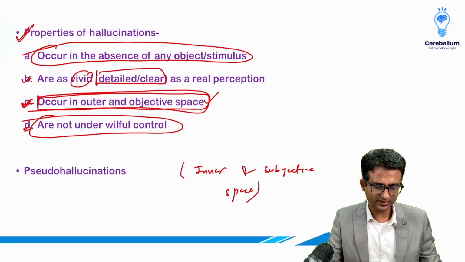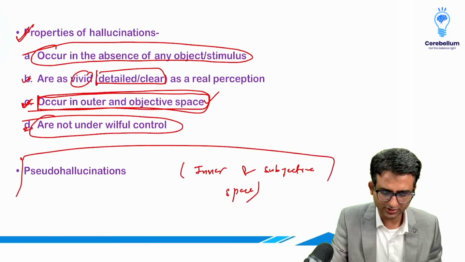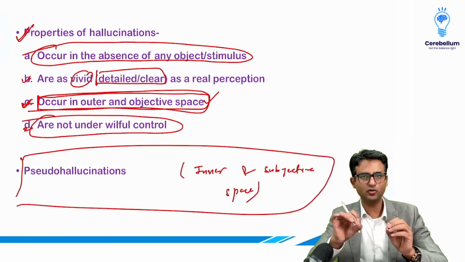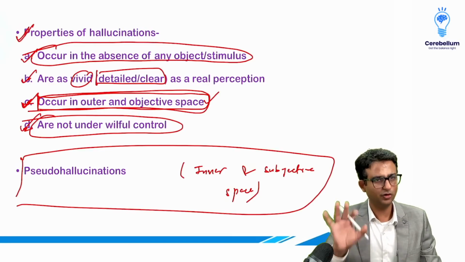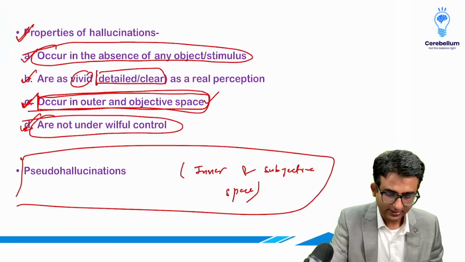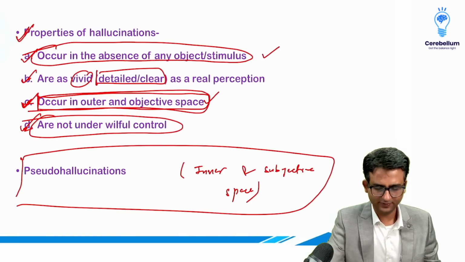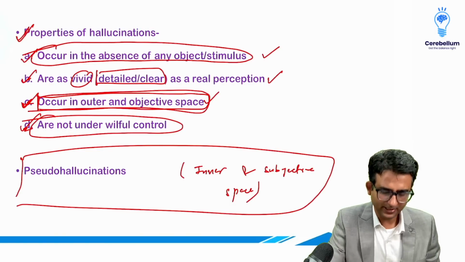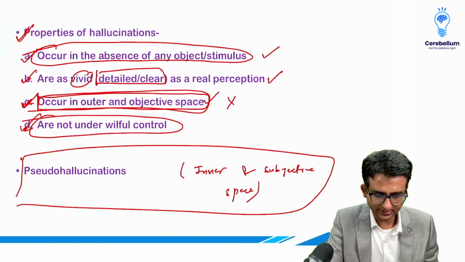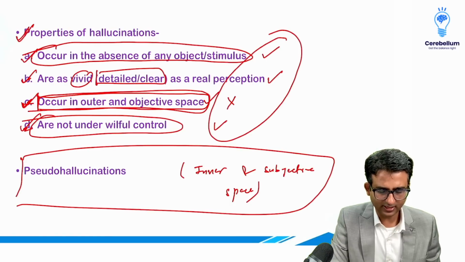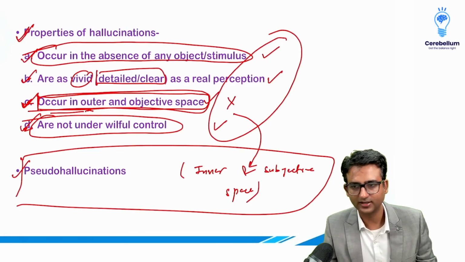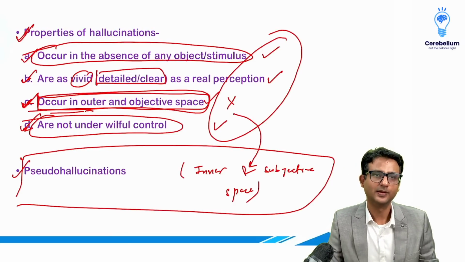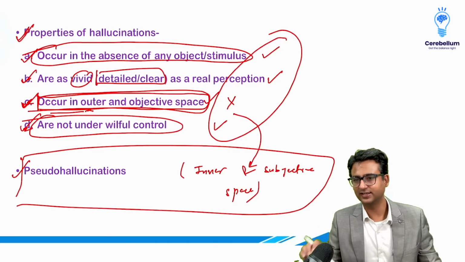So the question that was asked in FMG examination basically talked about pseudo hallucination. So for a perception to be hallucination, A, B, C, D, all four criteria must be fulfilled. ठीक है? If the criteria A is fulfilled, if the criteria B is fulfilled, but the criteria C is not fulfilled and the criteria D is fulfilled, which means rather than occurring in outer and objective space, if it is occurring in inner and subjective space, then it's called a pseudo hallucination. ठीक है? याद आ गया? This is an important thing. It was asked in the examination.